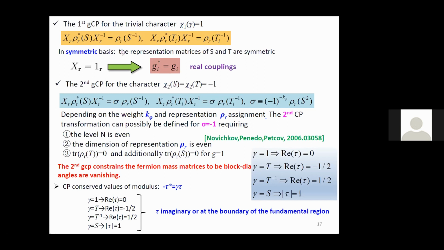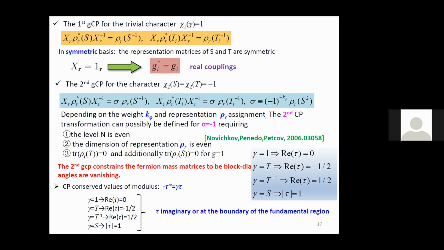And in the symmetric basis, that means both S and T representation matrix is symmetric. Then we can solve this condition. You can see obviously because S inverse is a Hermitian conjugate, so we get X_r is an identity matrix. So it is a canonical CP. And in this basis, it will be constrained: all the couplings will be real. So this is usually discussed in the literature, the first generalized CP.